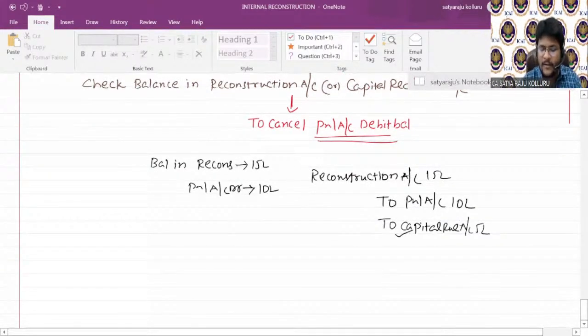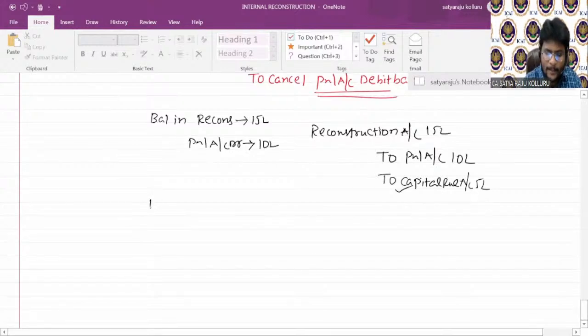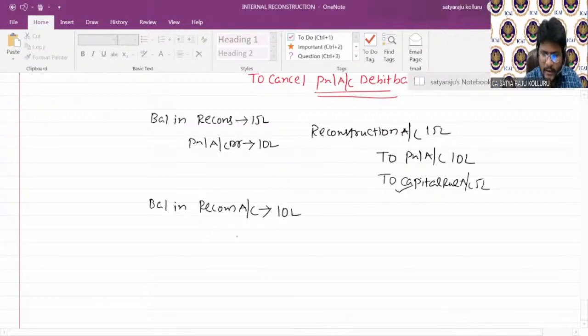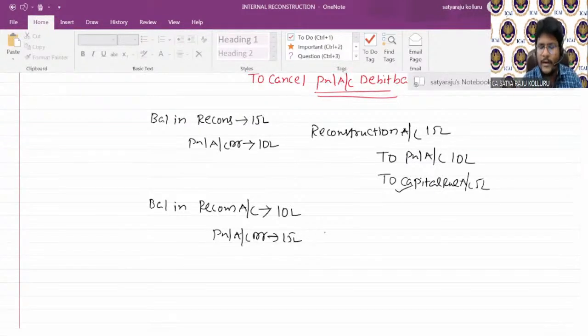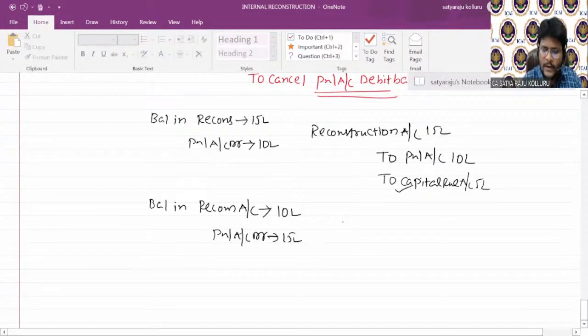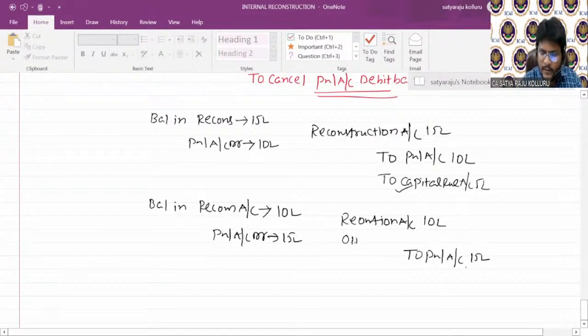For example, the scene is reversed. I mean to say the balance in the reconstruction account is 10 lakhs only, but the P&L account debit balance is 15 lakhs. Then what can I do, sir? Then first, to the extent of the reconstruction account balance, you can nullify 10 lakhs. But how much profit and loss account debit balance is there? Which is 15 lakhs, right? The remaining balance you can nullify with other reserves, if at all they exist.